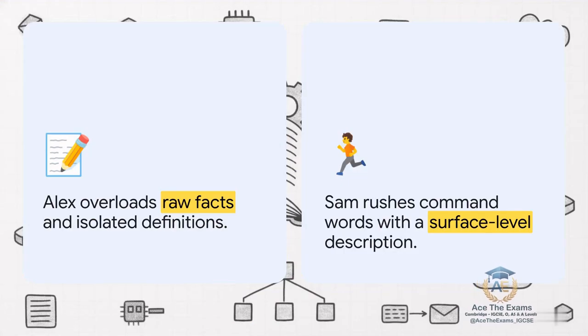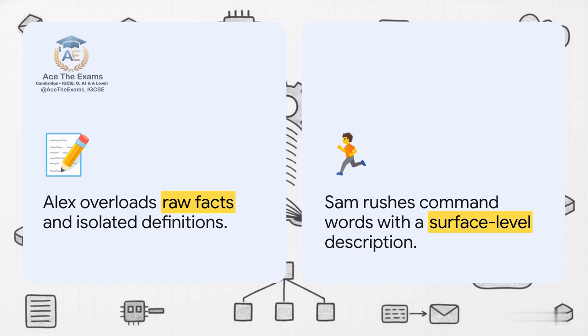To really understand this, let's look at 2 typical student approaches to a past paper. First, we have Alex. Alex sees a question about data representation and absolutely overloads the page with raw facts. Alex writes, binary is base 2, it uses 1 and 0, denary is base 10, computers use logic gates. Okay, let's pause. Everything Alex wrote is technically true. It's a massive block of uncarved stone. But Alex scores absolute 0 for application. Why? Because Alex didn't analyze anything. It's just a brain dump.